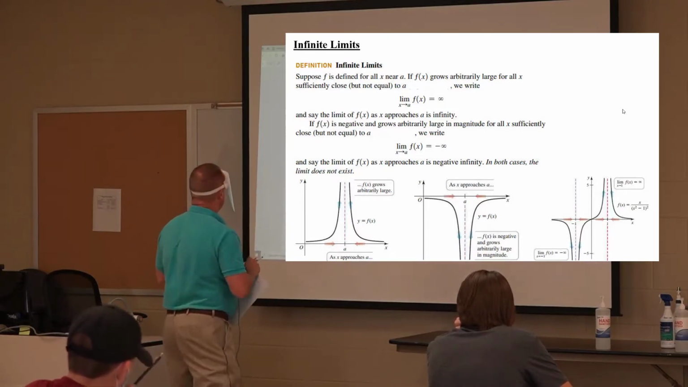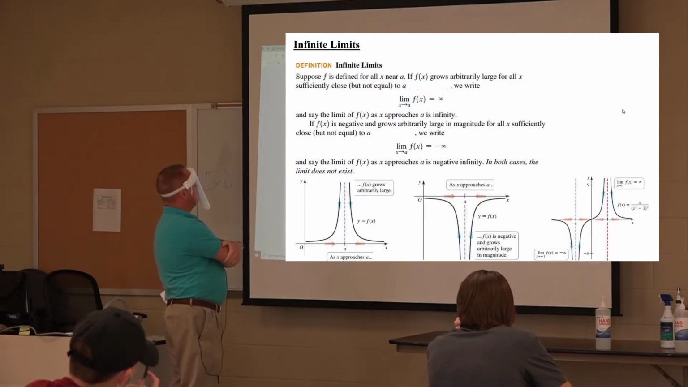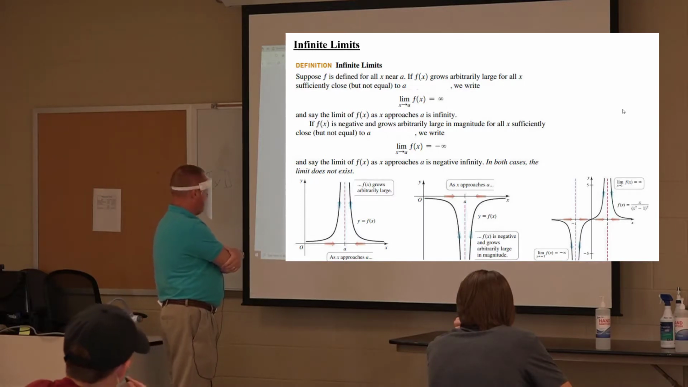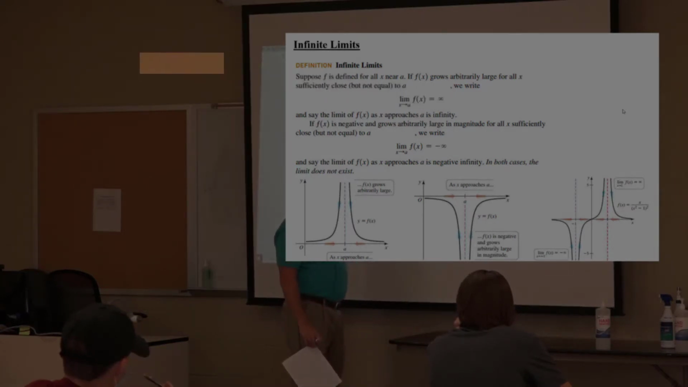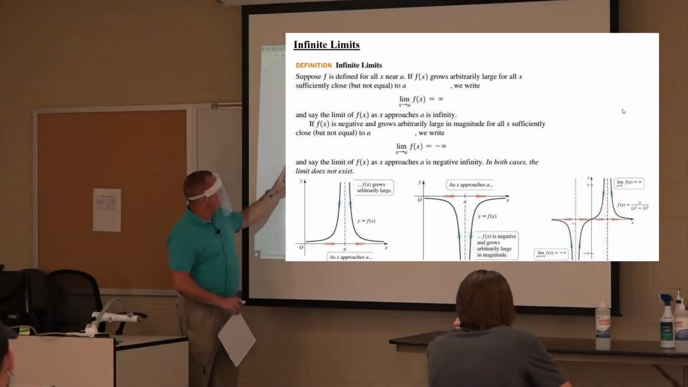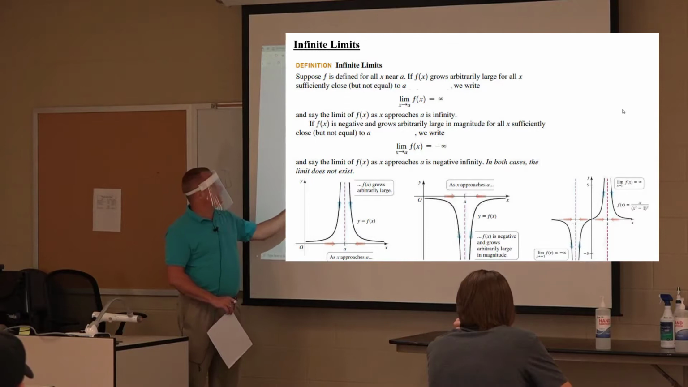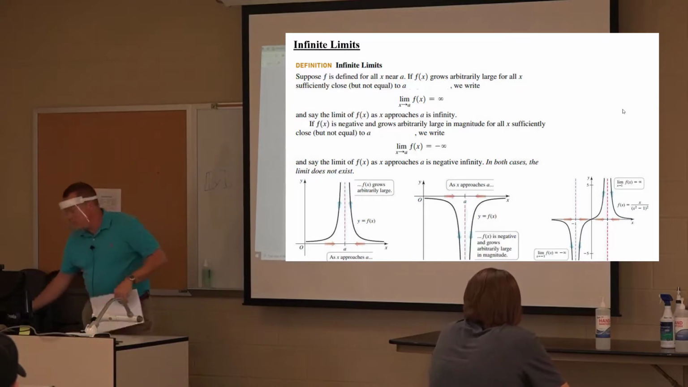So suppose f is defined for all x near a. If f of x grows arbitrarily large for all x sufficiently close but not equal to a, we write that. If it's growing as x approaches a, you put the infinity symbol. If it is decreasing, negative infinity. We write that the limit of f of x as x approaches a is negative infinity. In both cases, the limit does not exist, though. So the limit does not exist, but we're just describing what's happening.